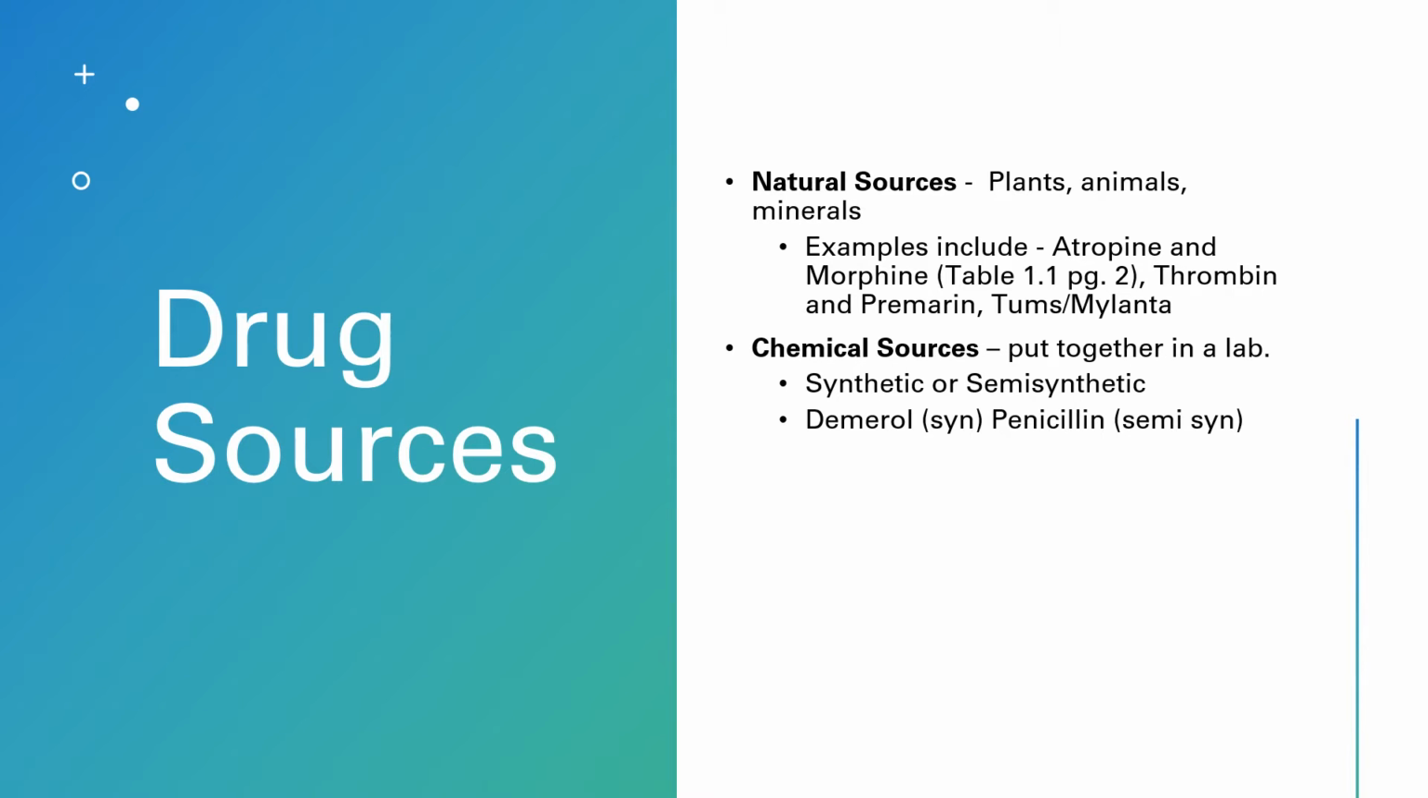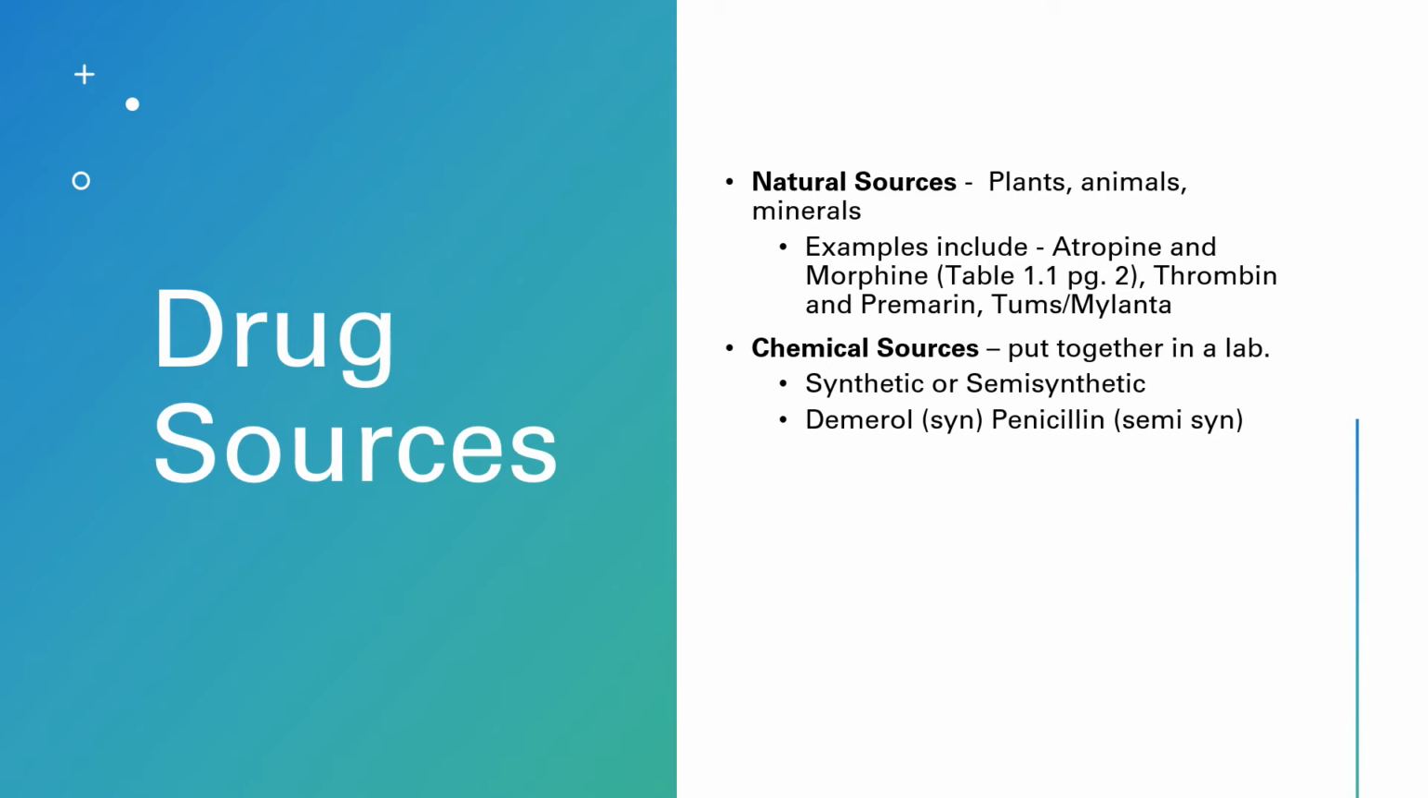Okay, next we have chemical sources. These are usually put together in a lab, and they can be either synthetic or semi-synthetic. So Demerol is a good example of a synthetic chemical drug. It's put together in a lab. It's used for pain relief. It's similar to opioids, but it is made in a lab.